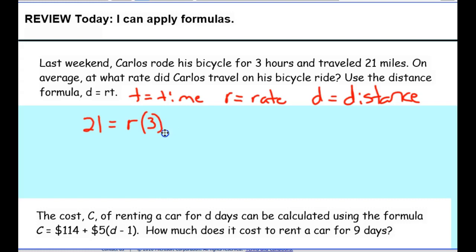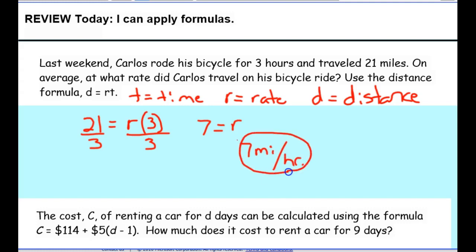So what we got to do is we got to get R by itself. So we're going to divide by 3 because they're both touching. So 21 divided by 3 then is 7. 7 equals R. So we're going to say that he traveled 7 miles per hour. He traveled 7 miles per hour.